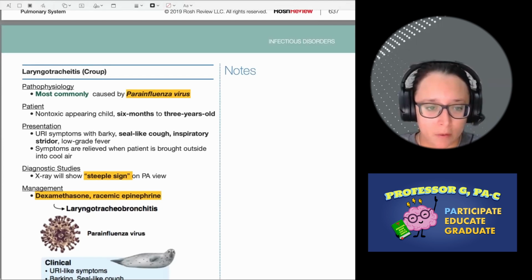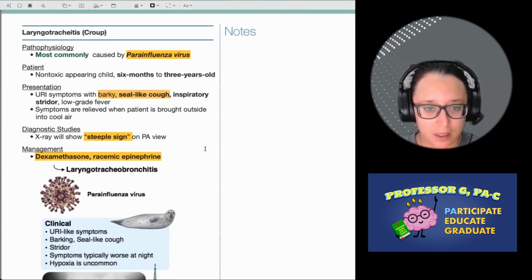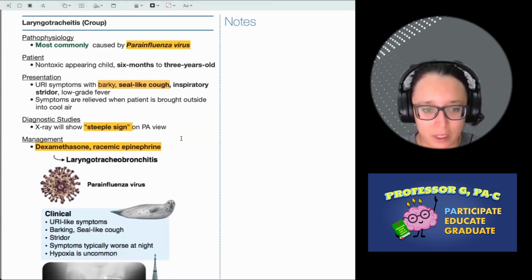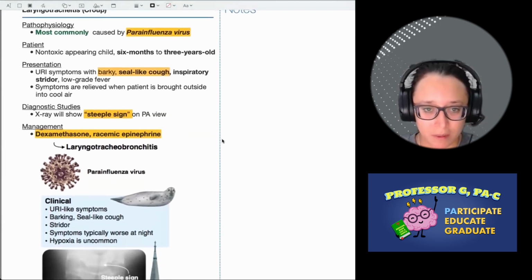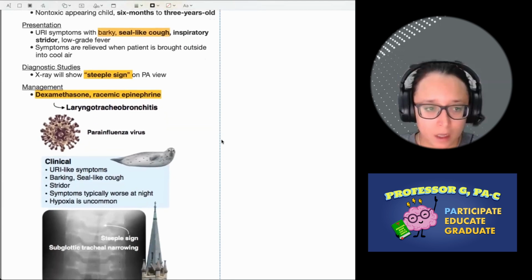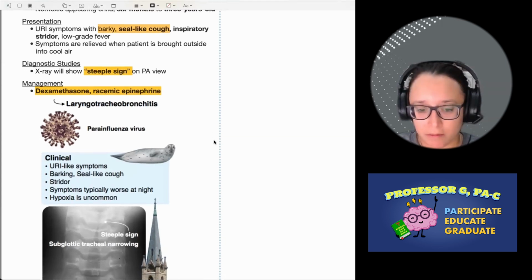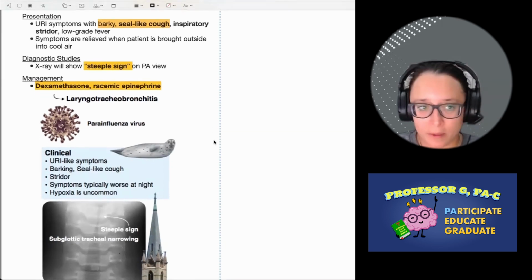And they'll almost always mention some sort of barky cough in the vignette. When you see that, you should think this. They have also sometimes stridor. And x-ray, they love to test on this steeple sign, although you don't need x-ray to make the diagnosis. It can be done clinically. The treatments of choice are going to be, if they have very, very mild symptoms, no stridor, just a barky cough from time to time, they don't look sick, then you can treat them with just symptomatic care. So just supportive care, humidifiers at home, and things like that.